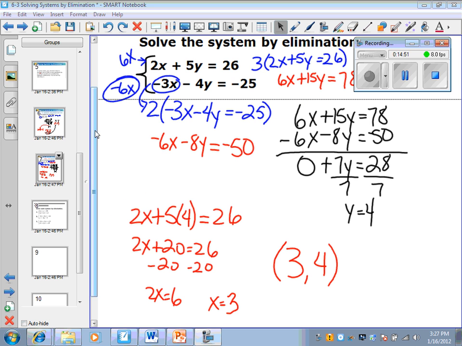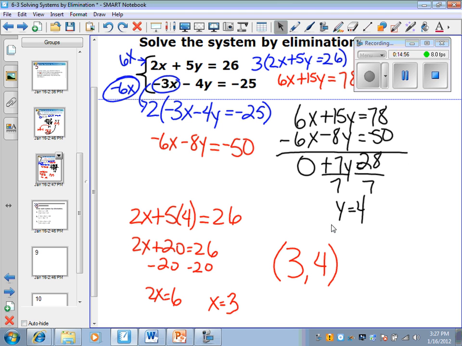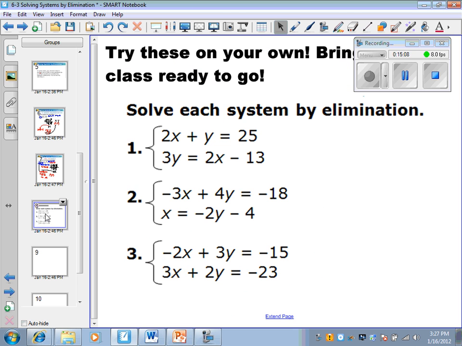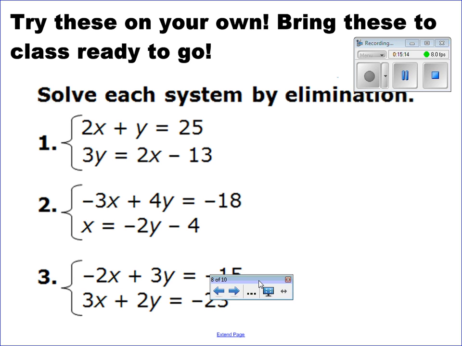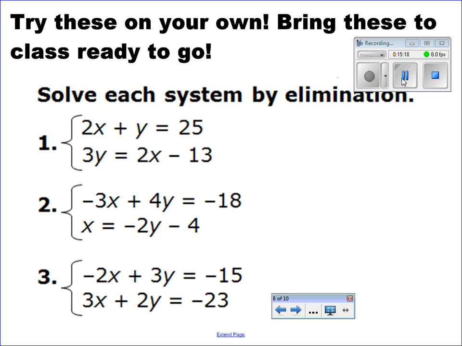Okay, I solved mine. I plugged this 4 right here in for the y, that was 5y in this top equation, and I got that x equals 3. Now for tomorrow, you guys need to solve these three systems of equations using what you know and learned today. Do the best you can. If you screw it up, you screw it up. Who cares? This is just your practice.